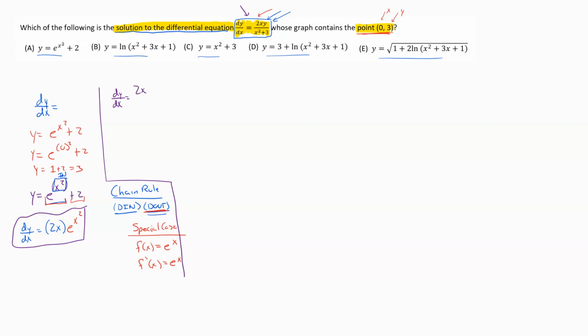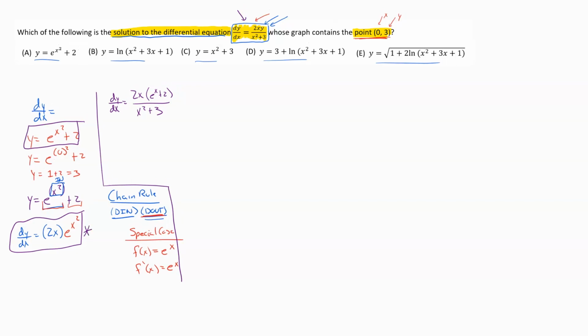And now when they talk about y, that's the original equation. y is equal to e to the x squared plus 2. So you plug in for the y, e to the x squared plus 2, over x squared plus 3. And can that derivative now be simplified to look like what we got out? If so, then what we started with is a solution.